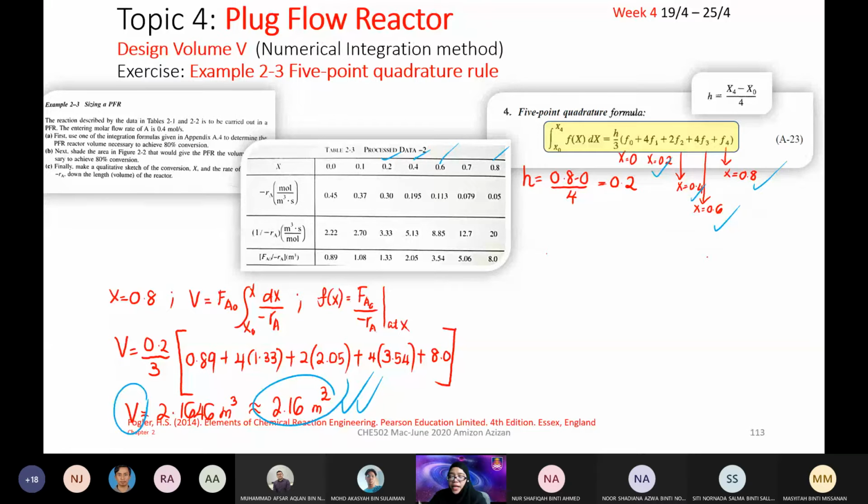Okay, do you have any question? I just show first. You may have to try yourself next time. Do you have any question? Maybe you want to ask, if you were to decide the design volume, which method would you use? The answer would be, if you are to use the numerical method, which method? 5-point quadrature.